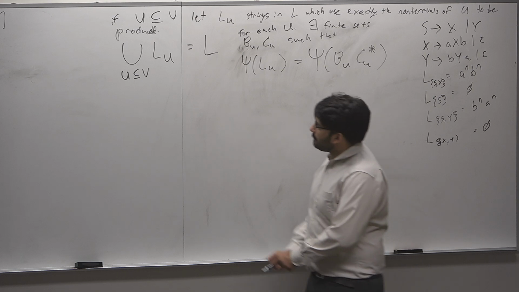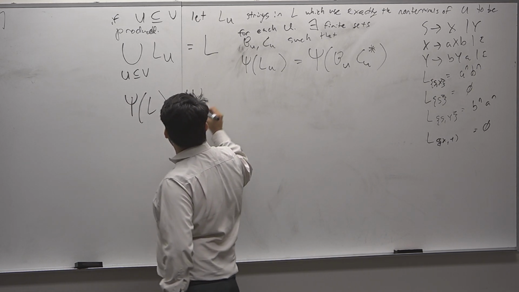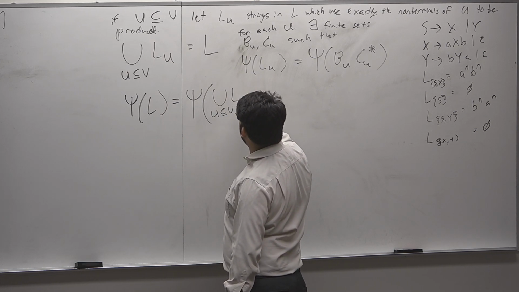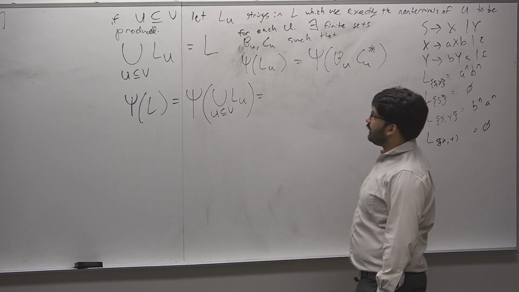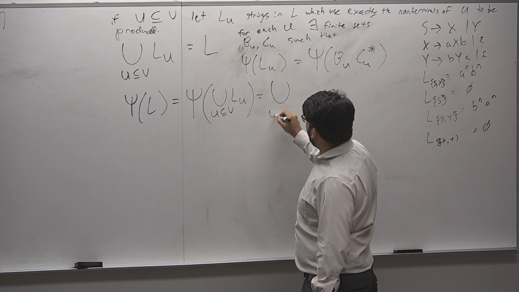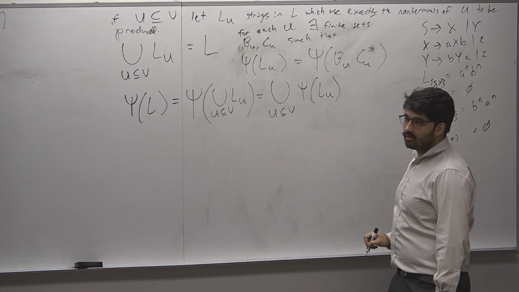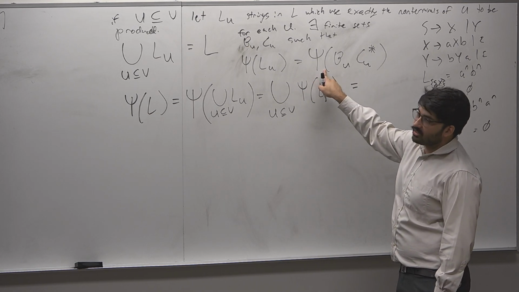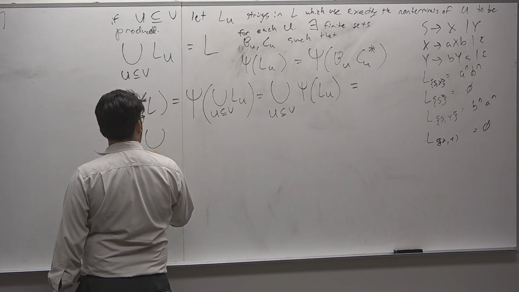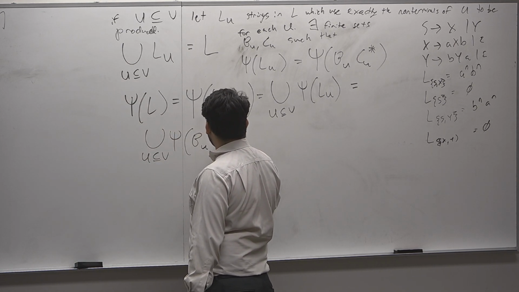So why is this okay? Well, the frequency of L is equal to the frequency of the union of all subsets U of V of LU, which we know by the union thing we did earlier, is actually equal to the union for all U subsets of V of the frequency of LU, right? But what do we know that is? We know if we can prove this, that's sufficient for us to say that that is equal to the union of U, which is a subset of V, of the frequency of BU, CU star.